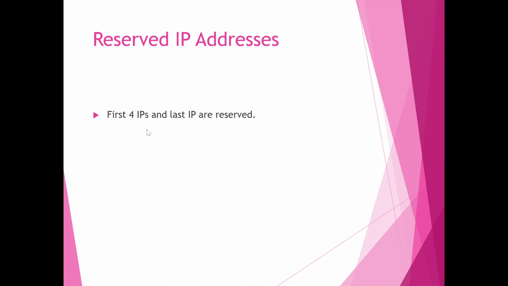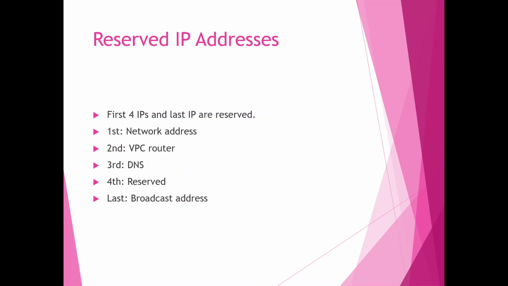Reserved IP addresses. We'll see that the first four IP addresses and the last IP address are reserved. First is the network address, second is for the VPC router, third is for DNS, fourth is reserved for future use, and the last is the broadcast address. These are all automatically taken by AWS.